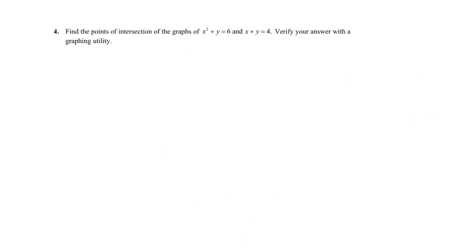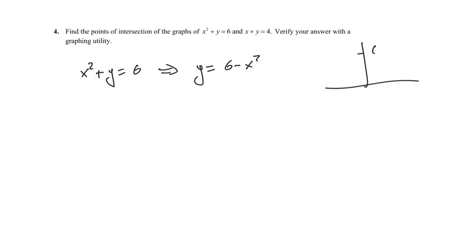Okay, this problem says they give you two graphs. What is the first equation? The first equation is x squared plus y equals 6, or in other words, y equals 6 minus x squared. And you have experience with this equation. You know that this equation is a parabola that is inverted, and at x equals 0, the y is 6.